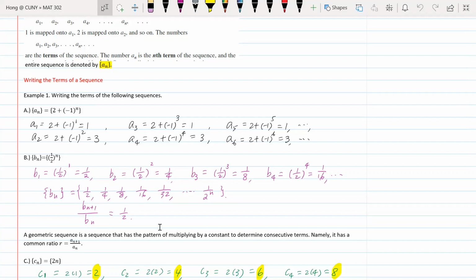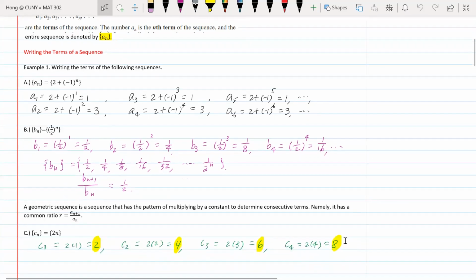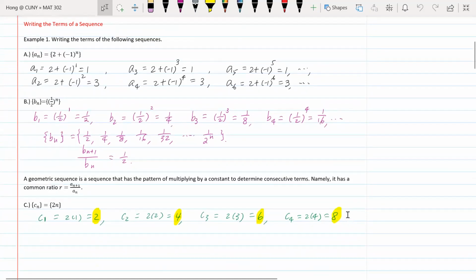Okay, so what can we find? Yes, we find actually the second term equals the first term plus 2. The third term equals the second term plus 2. The fourth term equals the third term plus 2, right? So we also have the name for this type of sequence. We call it the arithmetic sequence.